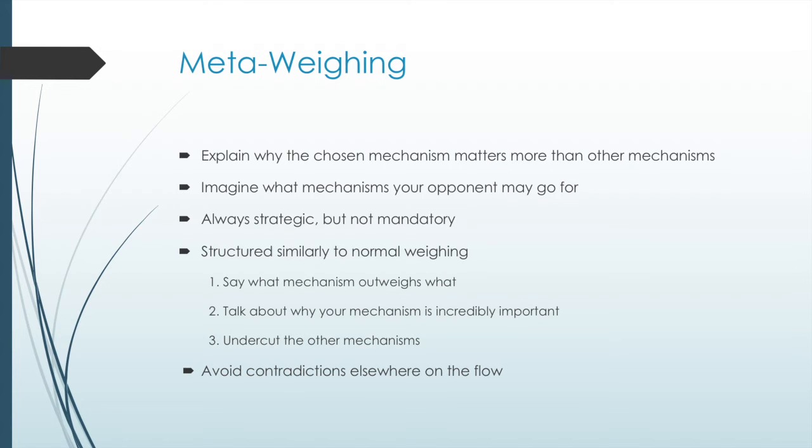So if you're doing the nuclear war versus structural violence debate, chances are that if you're defending structural violence, you're going to be defending probability, then you can expect the person that went for nuclear war is going to go for either scope or magnitude. So you can predict what your opponent's going to go for and use meta weighing to preemptively get ahead of those possible claims. It's always strategic. It's always a good idea to do it.